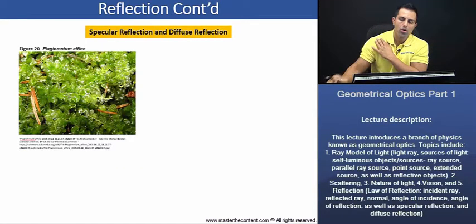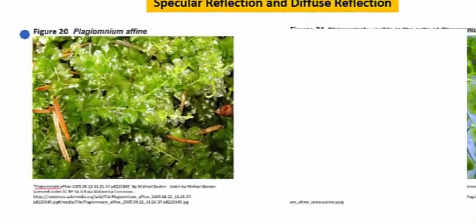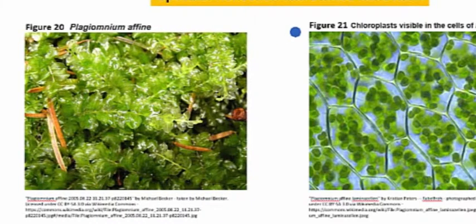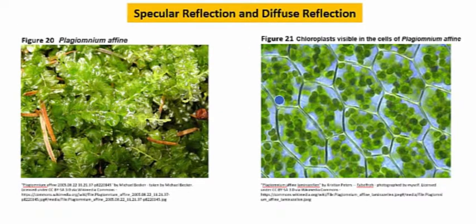Now, if we recall, chloroplasts are small organelles that are found in the cells of plants and algae, such as in this species of thyme moss, as we see here in figure 20. If we take a little bit of a deeper look over here in figure 21, we can see the chloroplast visibly in the cell. The chloroplasts contain the molecule chlorophyll, which is green in plants, and it uses solar energy to produce carbohydrates from carbon dioxide and water.